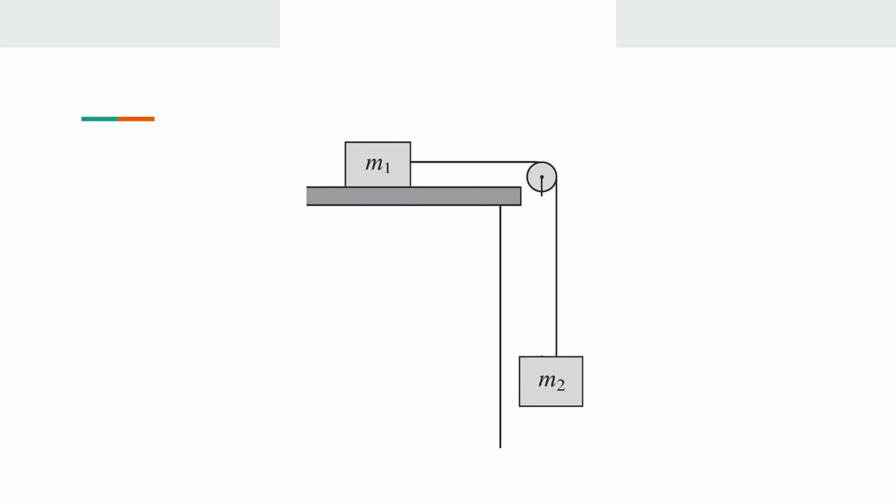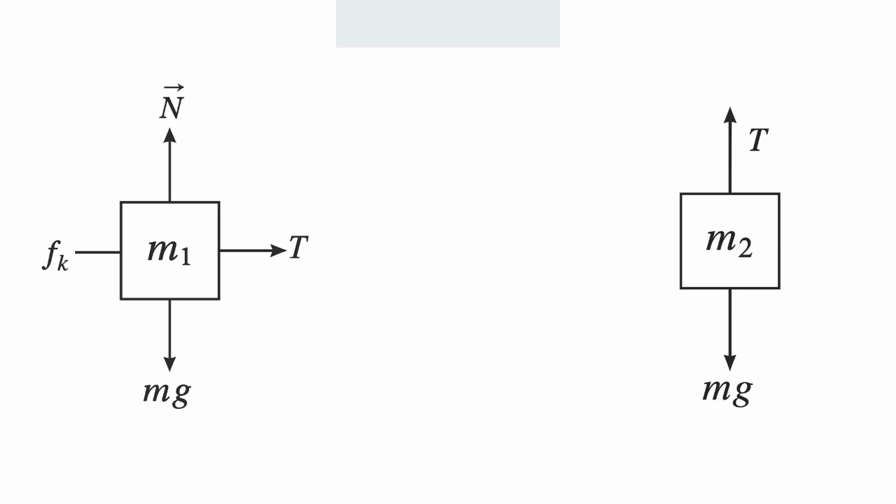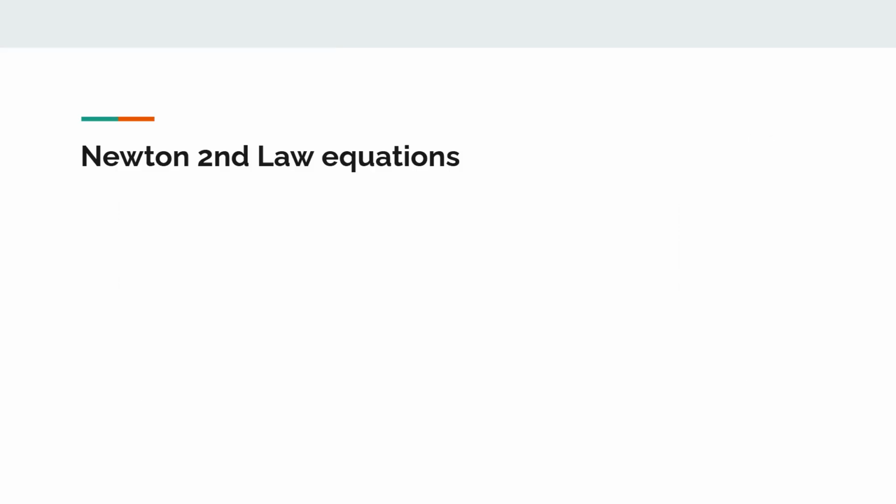So we have block M1 on the table and block M2 hanging. The first thing we do is draw a free body diagram for M1 and M2. M1 has normal and gravitational forces in the y-axis, and on the x-axis it has tension from the rope and kinetic friction from the table. Block M2 only has, in the y, tension and weight.